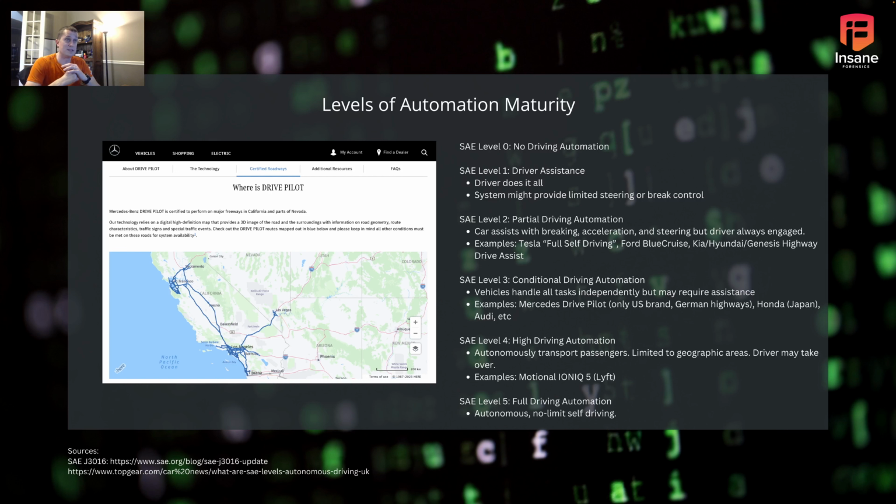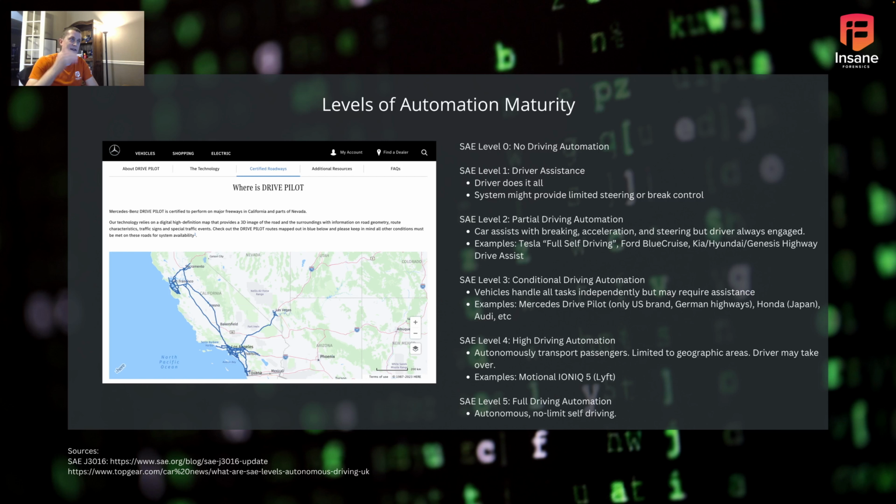SAE level 2, this is where most commercial vehicles out on the road are. The car's helping with braking, acceleration, and steering, but the driver's already engaged. Tesla's full self-driving is only an SAE level 2. Ford BlueCruise, Kia, Hyundai, and Genesis have highway drive assist. The bulk of the car features on the main market are at this level.